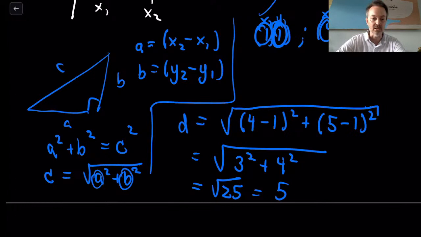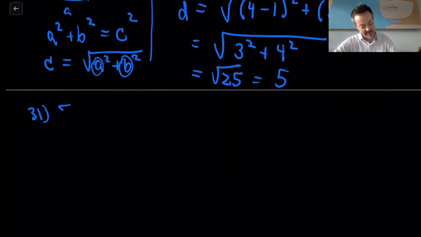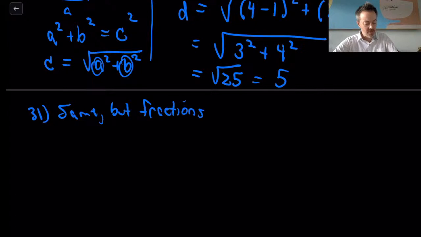So no big deal, I think. At least I hope not. It's just a formula to remember. So maybe we can skip number 31. It's the same, but fractions. And again, please tell me in the comments, keep going, slow down, whatever. So for 32, we want to find the midpoint between those same points.